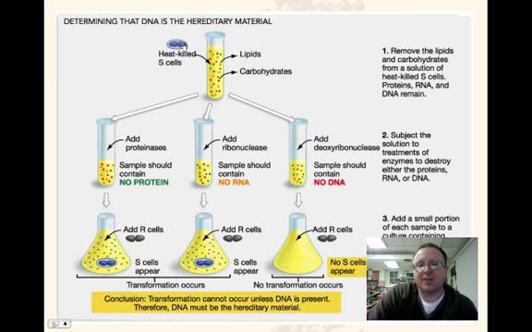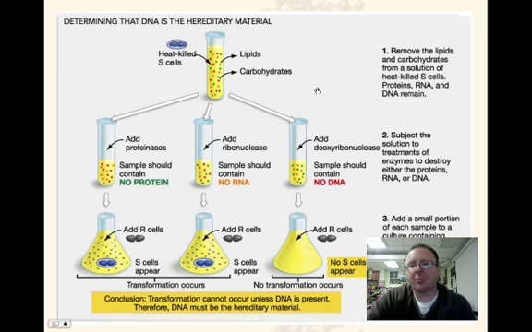All right, so there are these heat-killed cells. Remember, the heat-killed cells don't cause the disease. What they did is they suspended the heat-killed cells into a solution inside a test tube, and they removed the lipids and the carbohydrates because, remember, we knew that the chromosomes were involved in heredity. That meant that it had to be either the proteins or the DNA, the nucleic acids, that are involved in heredity. So they removed the lipids and the carbohydrates.